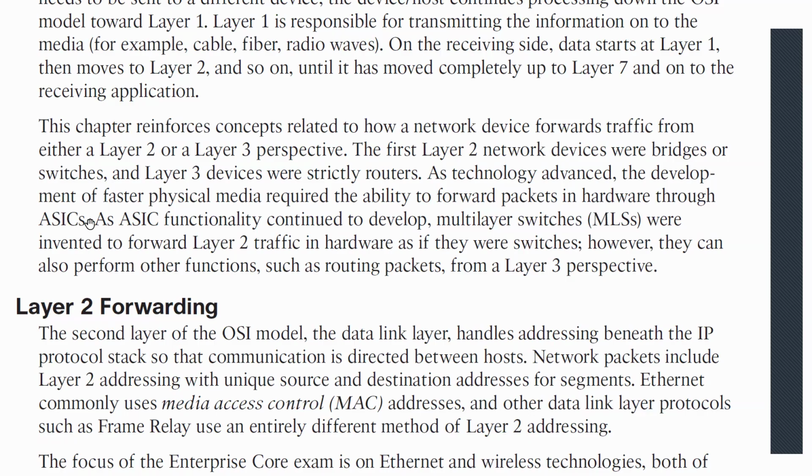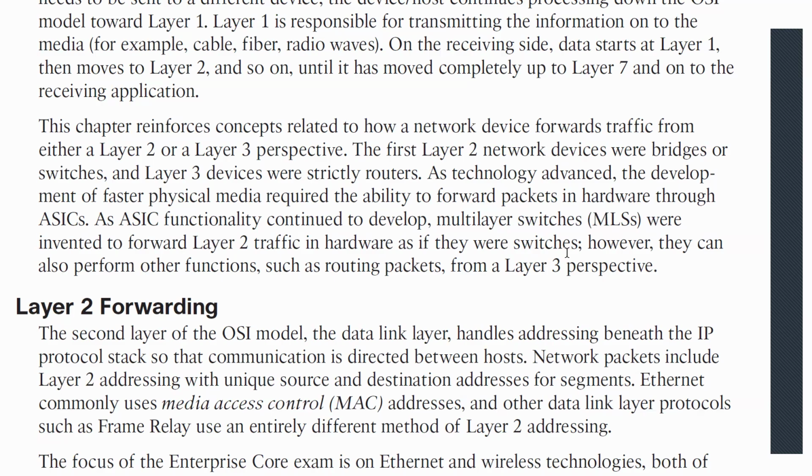Okay. So in the switches, what was introduced? ASIC. Application specific ICs. That means a chip that performs a specific task. Now it's not a hardware that will deal with all the traffic. There are specific chips doing specific tasks. So these ASICs were introduced and the switches became fast. Clear? As the functionality continued to develop, multi-layer switches were also invented to power the layer 2 traffic in the hardware as if they were switches.